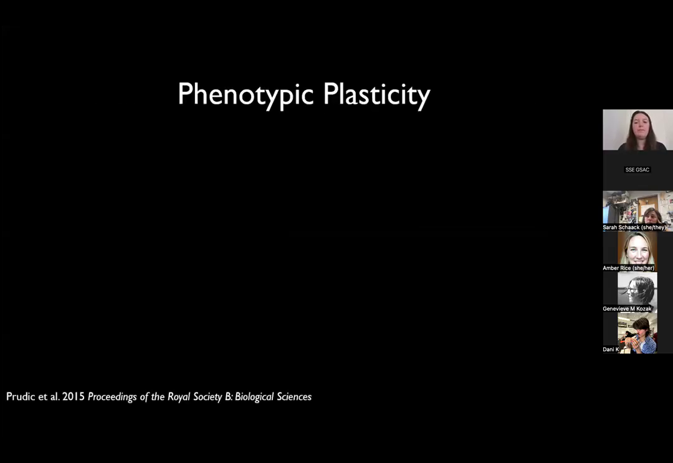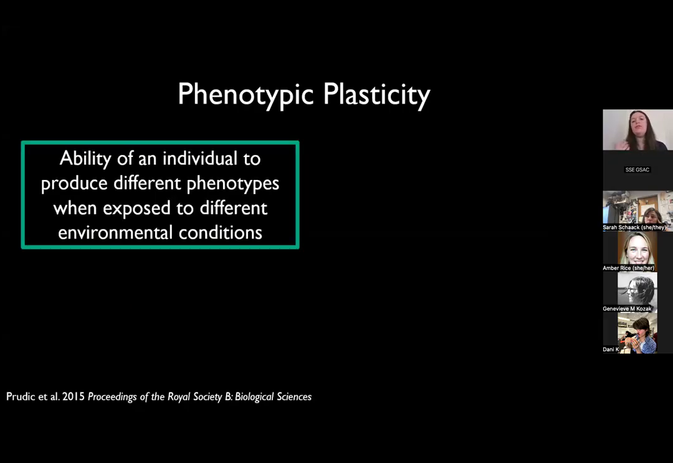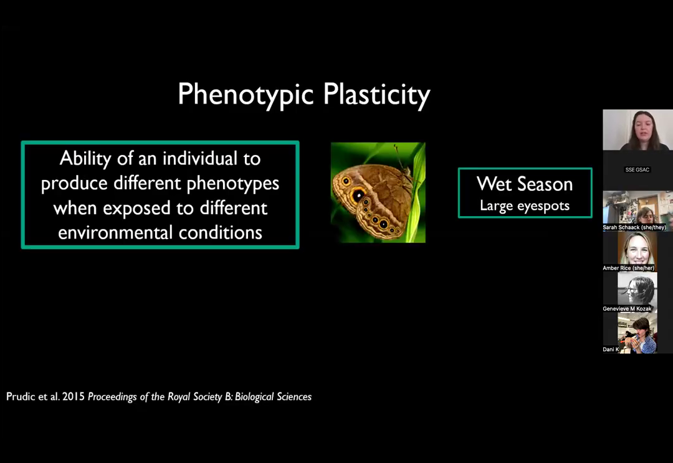In a completely opposite kind of way of responding, we have phenotypic plasticity. Phenotypic plasticity does not require genetic adaptation or genetic change at all. That's because phenotypic plasticity is the ability for an individual or one genotype to produce many different phenotypes when exposed to different environmental conditions. So let's just look at a real world example of this. Take these butterflies here.